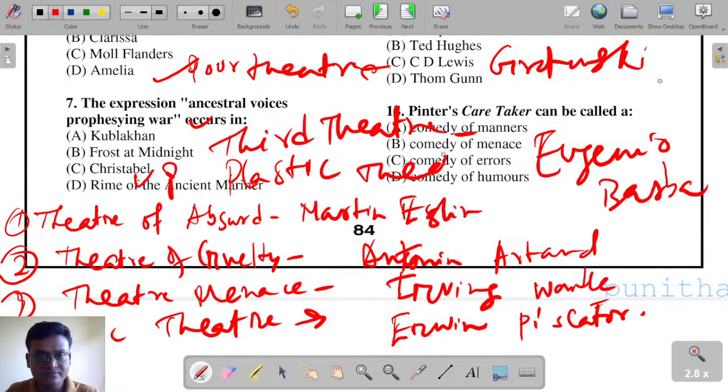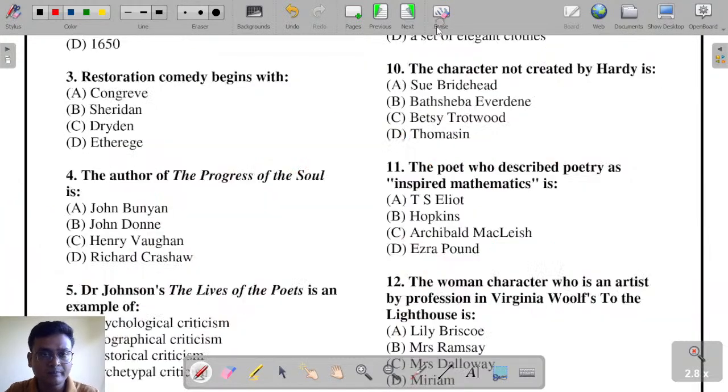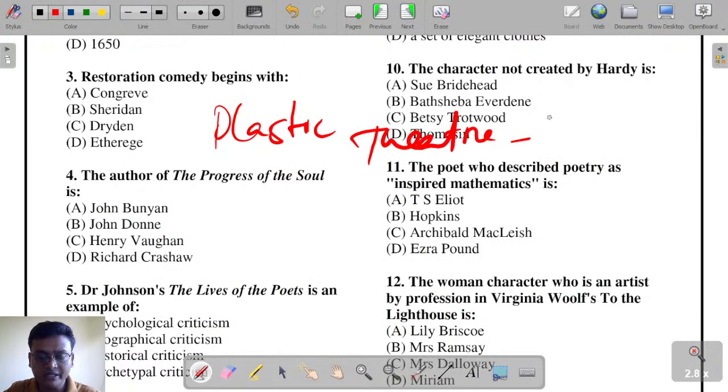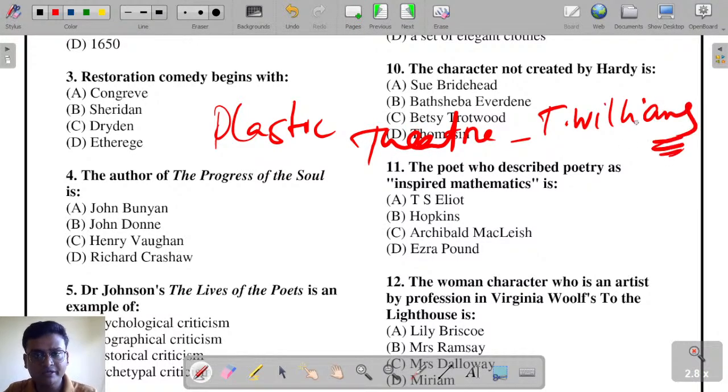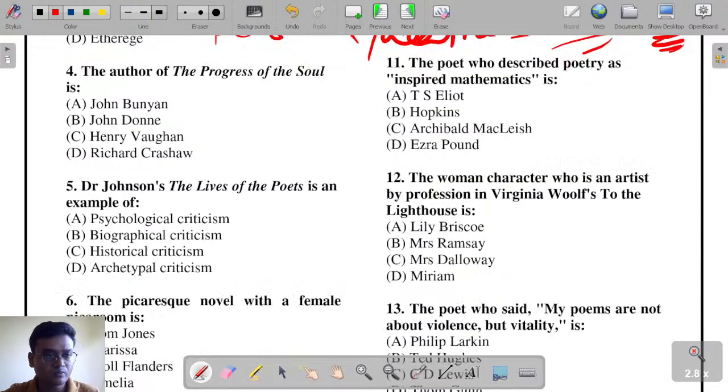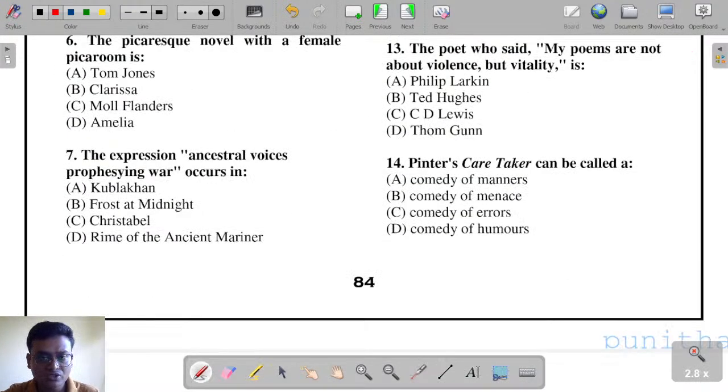Tennessee Williams. Plastic Theatre is coined by Tennessee Williams, the American writer. So these are all theatres that you need to know that coined. So we're talking about these questions.